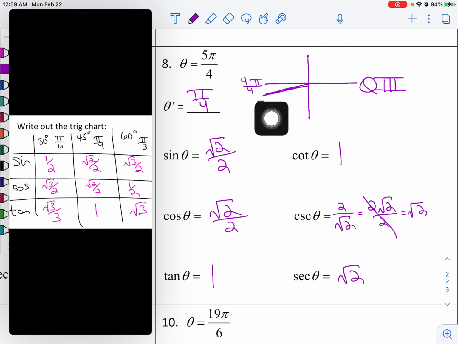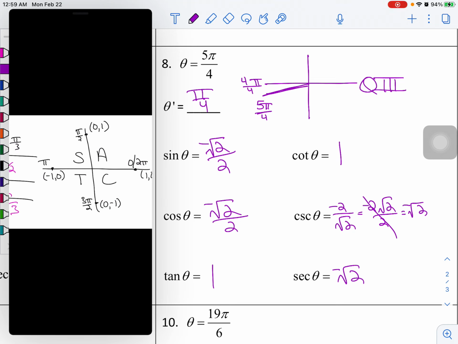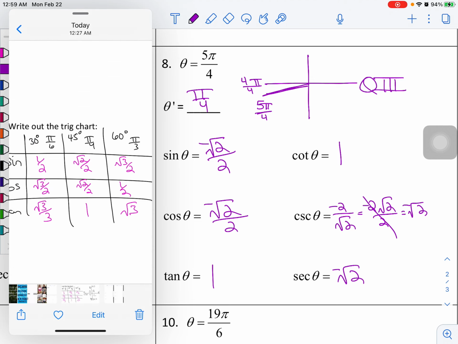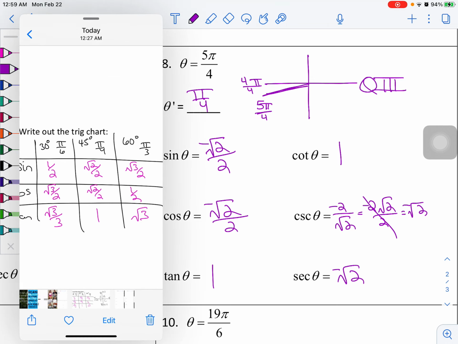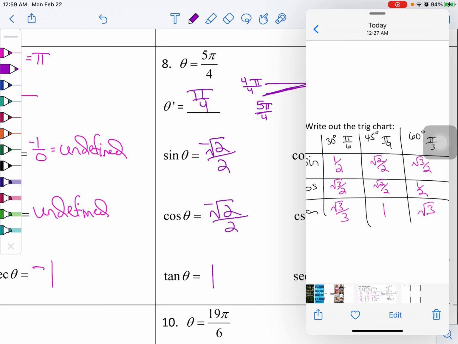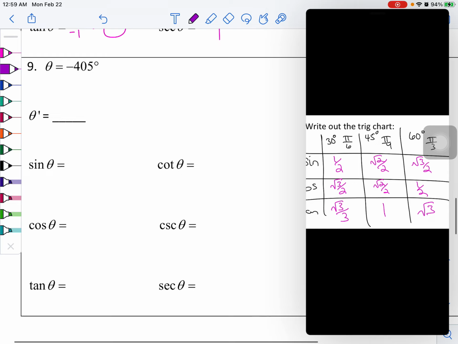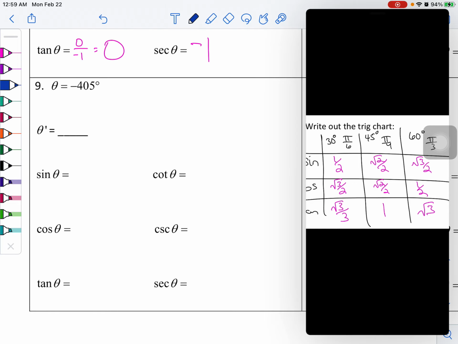However, in quadrant 3, right, ASTC, T is the only thing that's positive down here. So tangent and cotangent will be the positive values. Sine, cosine, cosecant, and secant will be negatives. All right. So that's, again, the whole point of using that ASTC, so that you know what's positive versus what's negative. All right. I'm going to go ahead and slide over. Let's go ahead and get problem number 9 here.